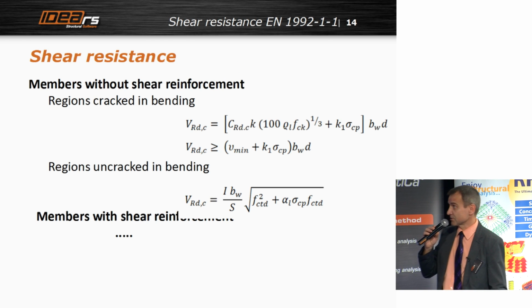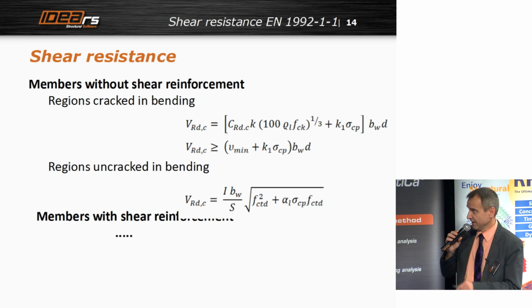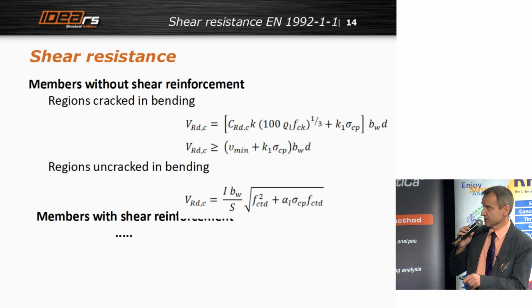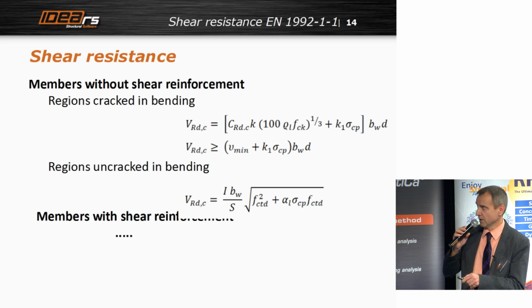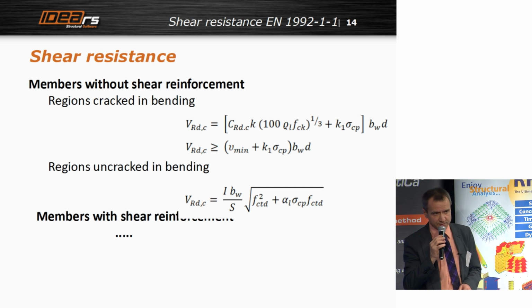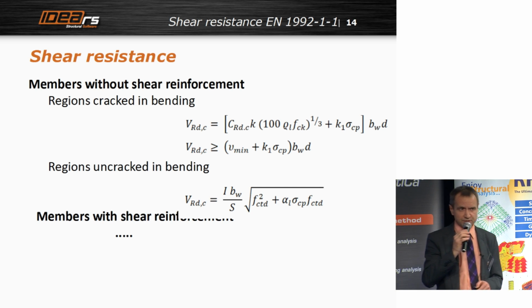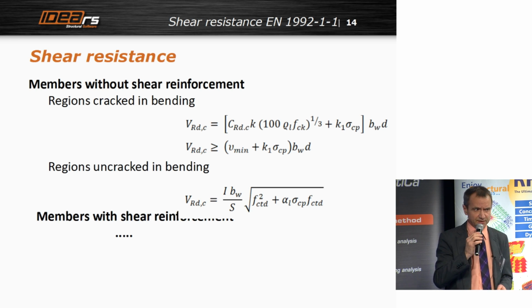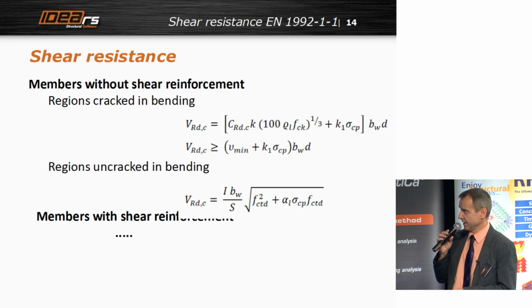About shear resistance. We have members without shear reinforcement and members with shear reinforcement, which we will speak about later. Now we will concentrate on members without shear reinforcement. We have two methods in Eurocode. One is for cracked sections. This is based on Mohr-Coulomb shear friction theory, and this one is based on linear elastic analysis. That's quite simple. You can derive the formula by hand.